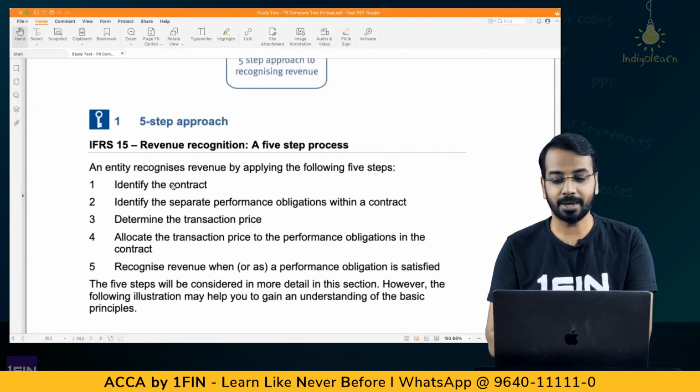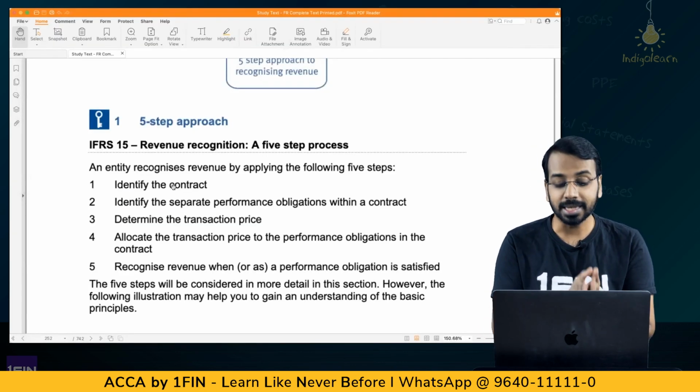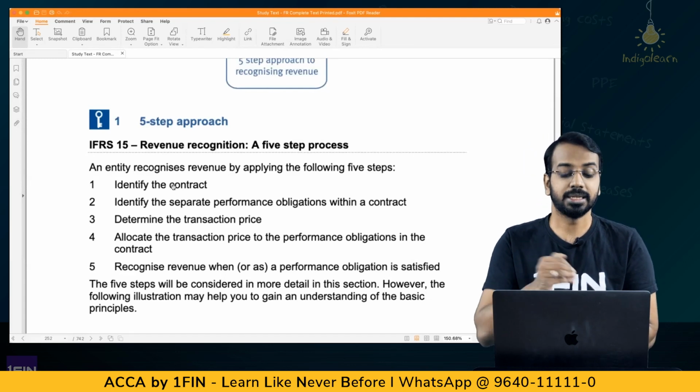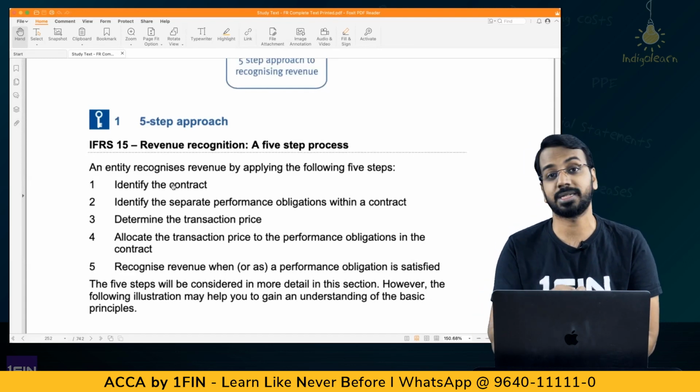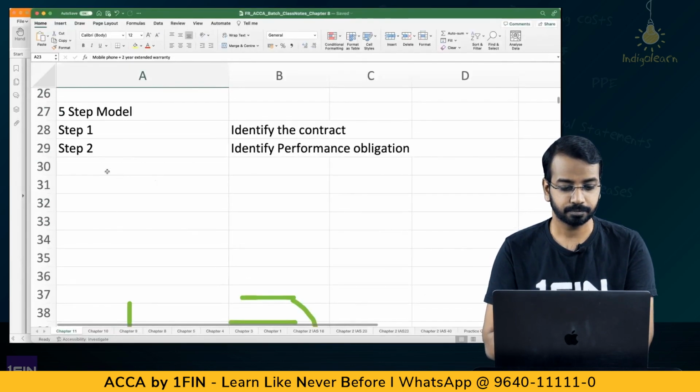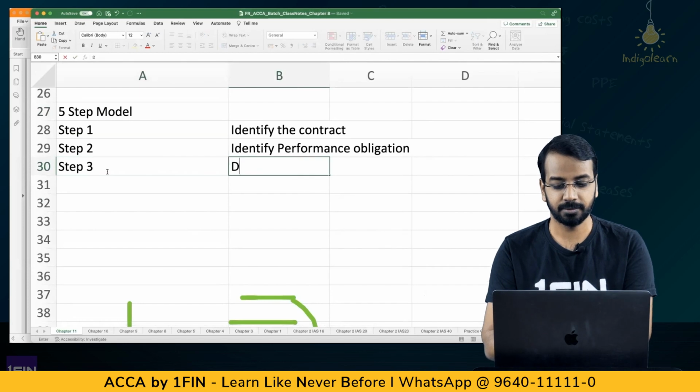So first step, identify the contract. Second step, identify the separate performance obligations within a contract. Then the third step, again a very important step, is to determine the transaction price. So step 3, determine the transaction price.